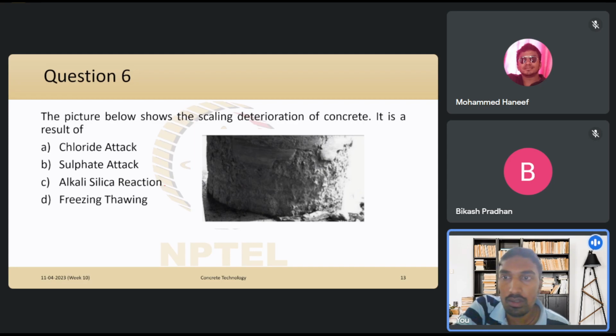Okay, so moving on to question number 6. The picture below shows the scaling deterioration of concrete. So it is a result of, the options are fluoride attack, sulfate attack, alkali silica reaction, and freezing and thawing.